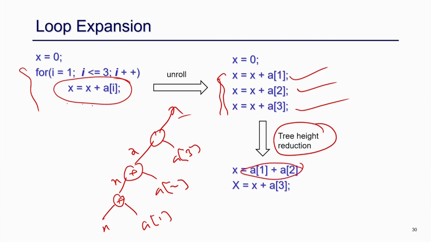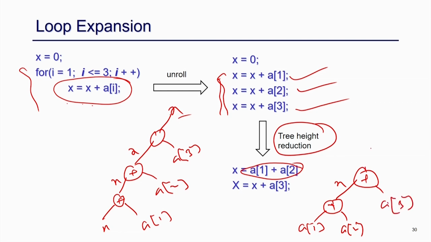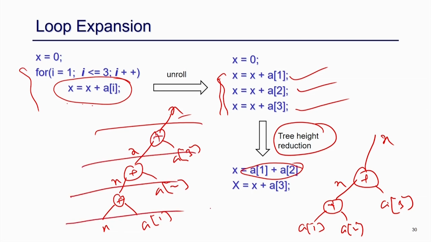So, I can do a1 and a2, and this is your x, and then you can do another addition with a3, equal to x. So, instead of these 3 time steps, I need now only 2 time steps. Basically, the idea is that when you do this unrolling, it widens the application of other optimizations, so that you can optimize your code.